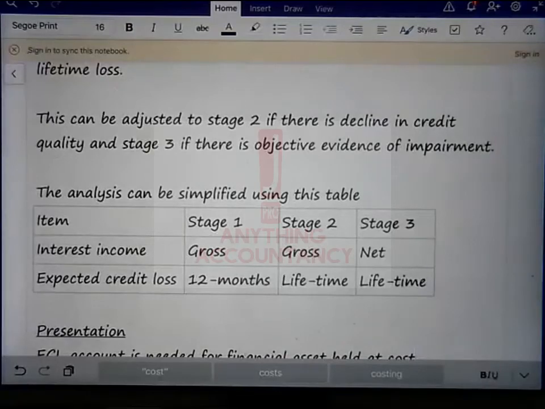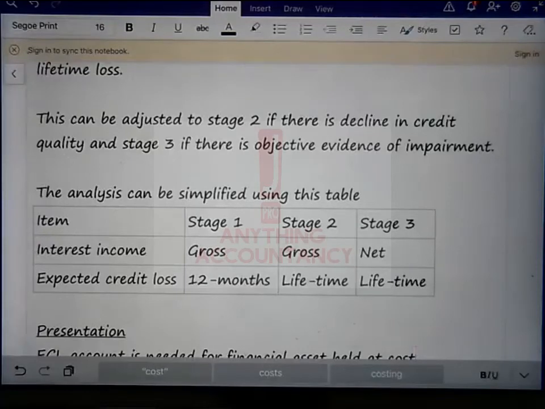Interest gross means you calculate on the gross value. Like if your debt is 600,000, you calculate on 600,000. ECL could be, let's say, 50,000. So it's 600,000 times, let's say, the interest. Then stage 2 is still on 600,000, but the ECL could go to 100,000. Okay, stage 3, the interest is calculated on the net amount. That means 600,000 minus the ECL, times the interest rate. That's the meaning of net.